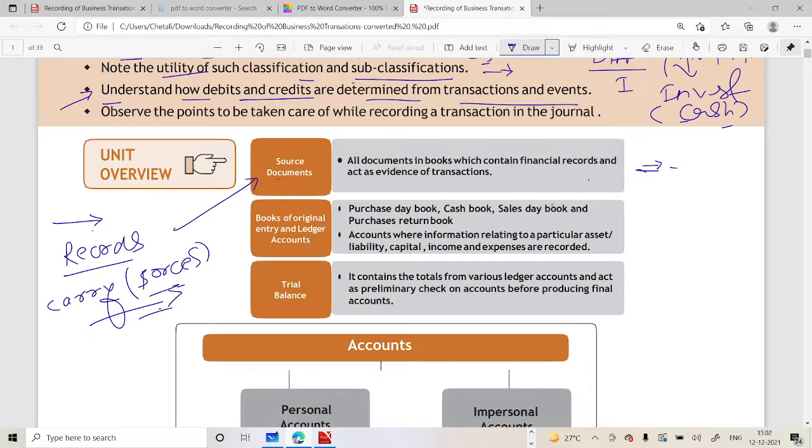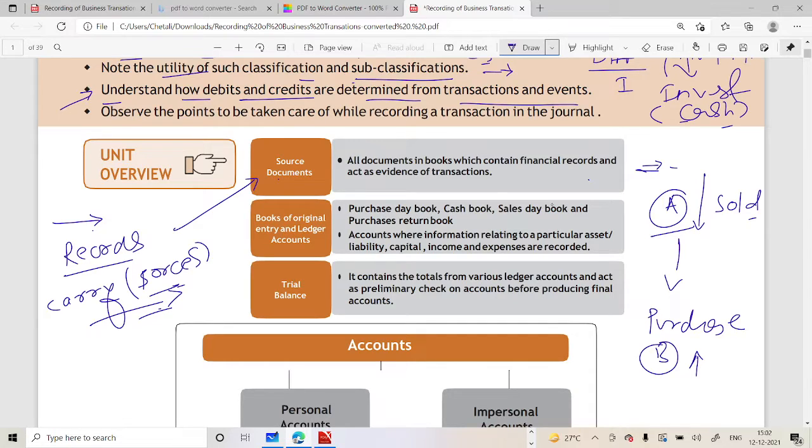Because eventually, let's say person A sold something to you and you purchased it, and you are B here. Such a transaction should be recorded in the books of A, because he sold something, and the same transaction should be recorded in the books of B as well, because he purchased something. So if you want to prepare the entries for this, you need to have a source, right?